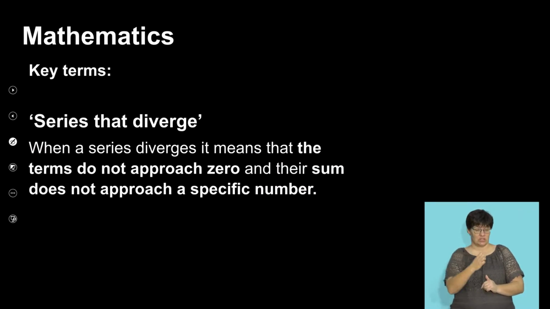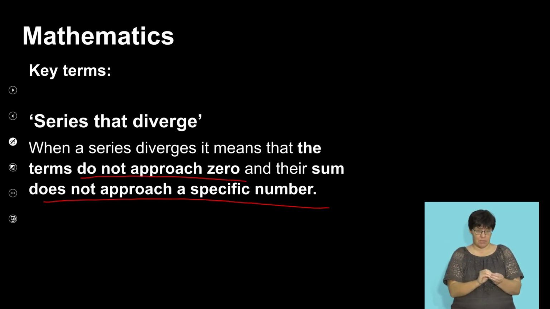So, series that diverge. When a series diverges, it means that their terms do not approach 0 and their sum does not approach a specific number. So it's essentially the complete opposite of a series that converges.